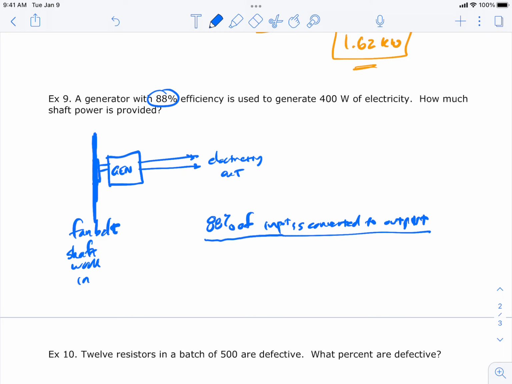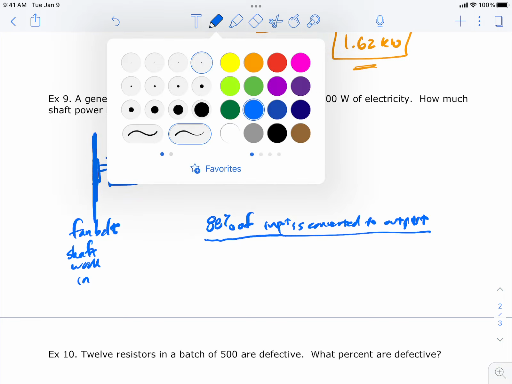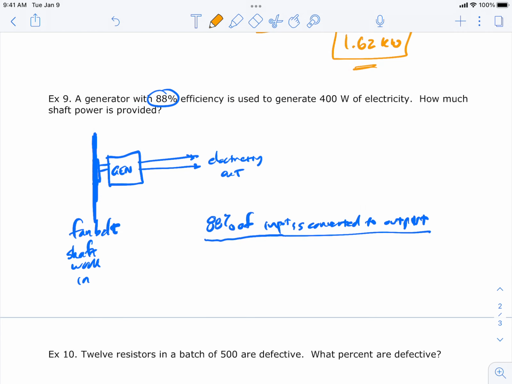What numbers did they give us? They gave us a generator with 88% efficiency. Of means times. The input is used to generate 400 watts of electricity. That's not the input. That's the output, right? 400 watts is going out. They're asking us how much is going in, how much shaft work is going in. That's an X, the input. We don't know it. But that's converted to the 400 watts output.